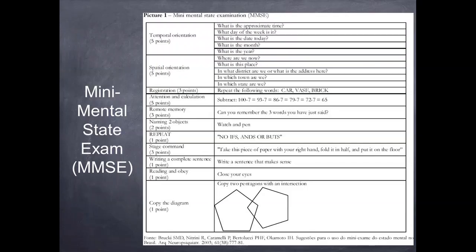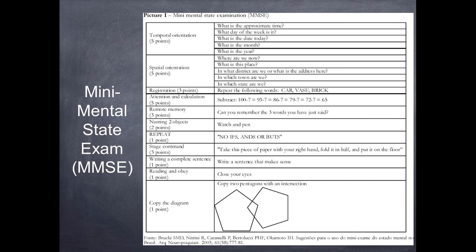And so this is the Mini Mental Status Examination. It walks through orientation questions. Where are you? What's the date? What's the time? Then, what state are you in? What town are you in? And so it gives 10 points out of a possible 30 just for knowing where you're at and the time and those sorts of things.